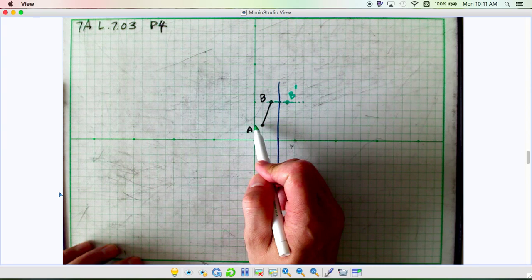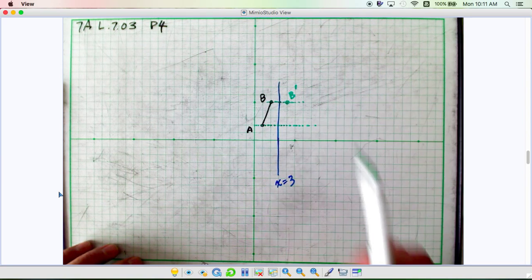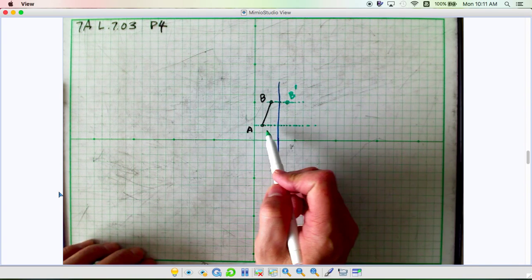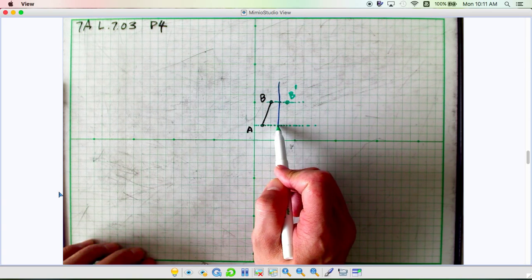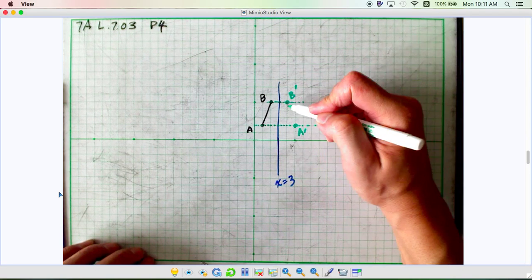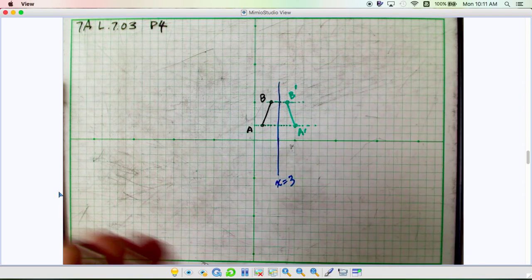The same thing, A prime should be on the perpendicular line to the line x equals 3. Looking at how many spaces from A to the line, that's two spaces. So you go 2 spaces from the line. That's going to give you A prime. Okay? And you have parts B, C, D. So this is to get you started.